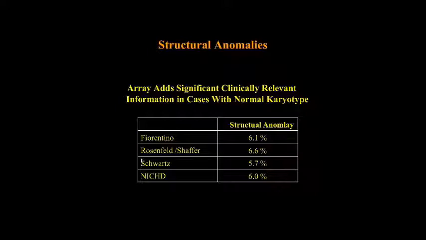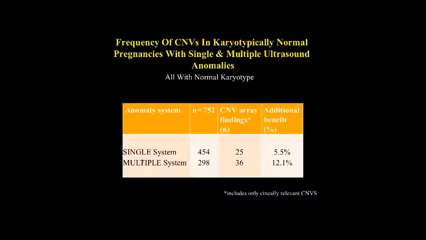One of the remarkable things about this is how consistent each of these studies were, and our study, as did all of the others, demonstrated that in structural anomalies identified by ultrasound, in which a karyotype is normal, microarrays have positive, clinically relevant, these are only pathogenic and clinically relevant findings of around 6%. It varies, however, depending on the ultrasound finding.